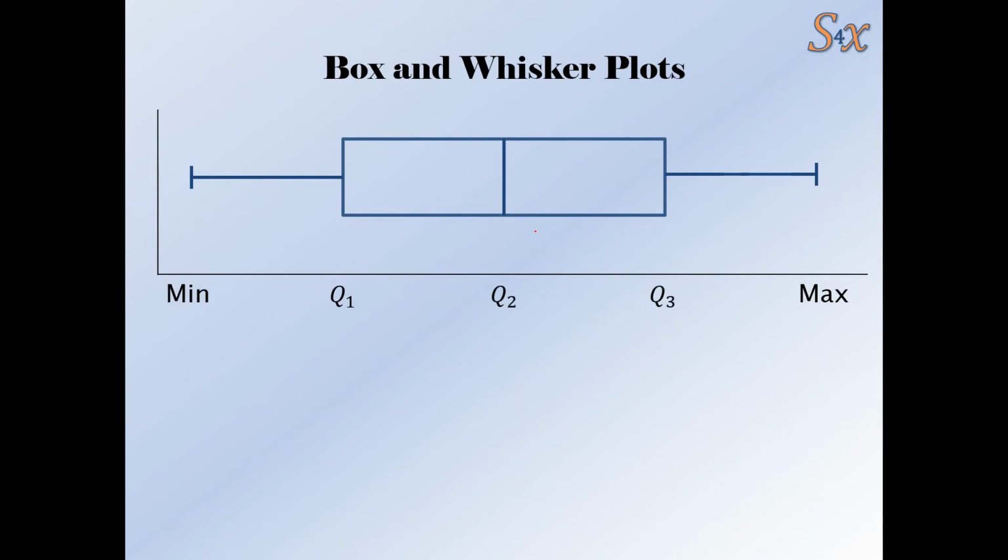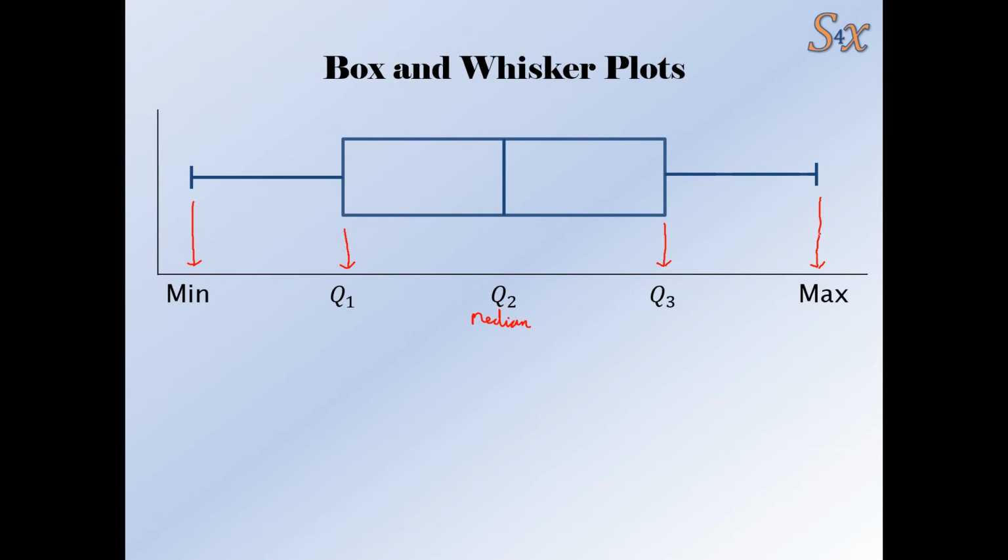That line in the middle of the box, that's Q2. Remember, that's just the median. The edges of the box, so the left edge of the box, that is the lower quartile. It represents the lower quartile of our data. The rightmost edge of the box is the upper quartile of the data, and the whiskers off the end are the minimum and the maximum data points. So that whisker represents the minimum piece of data. This whisker represents the maximum piece of data.